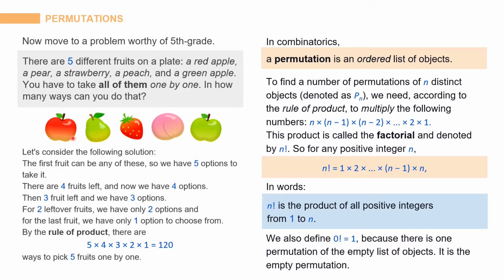So let's consider the following solution to this problem. The first fruit can be any one of the 5. So we have 5 options for taking the first fruit. After we've made that selection, there are 4 fruits left. So we have 4 ways to choose the second fruit. There are 3 pieces of fruit left, and we have 3 ways to pick the third fruit.